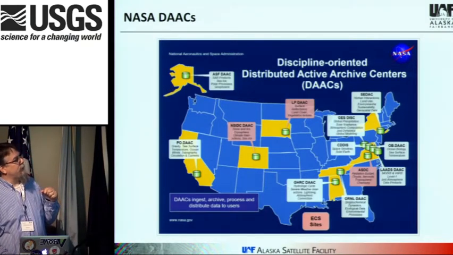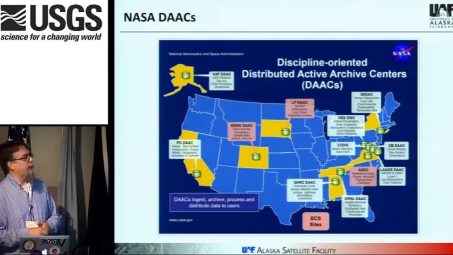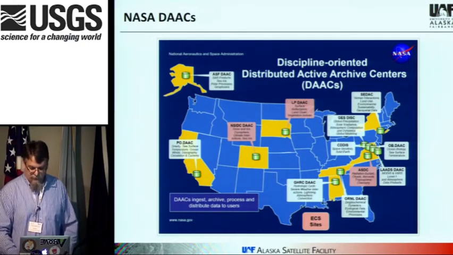This is just a little map of the distributed active archive centers. If you've used MODIS data or Landsat data or ASTER data or whatever, you've probably gotten data from a NASA DAAC.